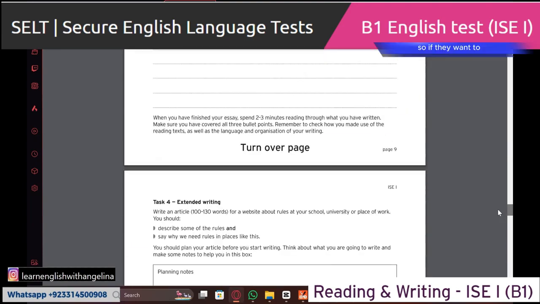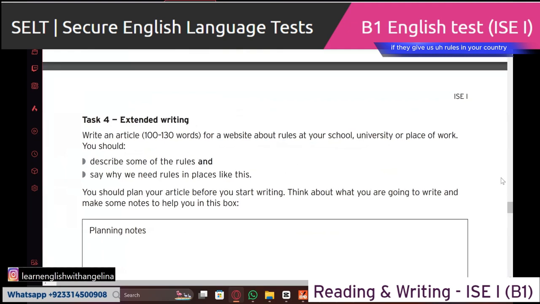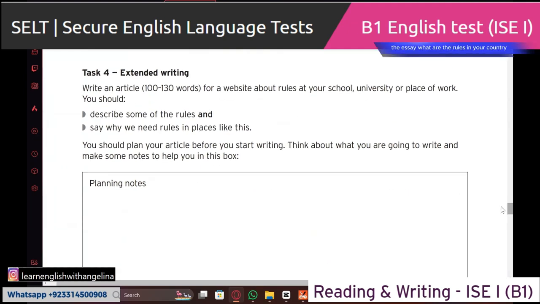So if they give us rules in your country as an essay topic, what are the rules in your country? Can we talk about our country, like Pakistan? You don't have to mention the name of the country. You just have to say that, firstly, I want to talk about the rules in my country. There are rules related to traffic. For example, do not park at a wrong place and do not cross the signals.